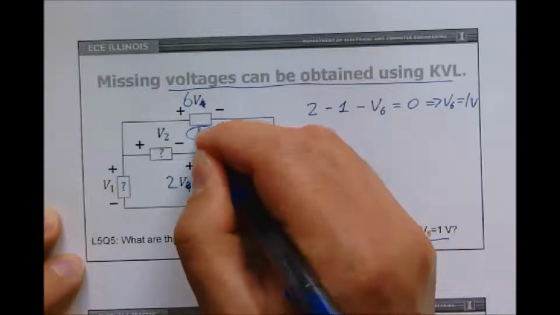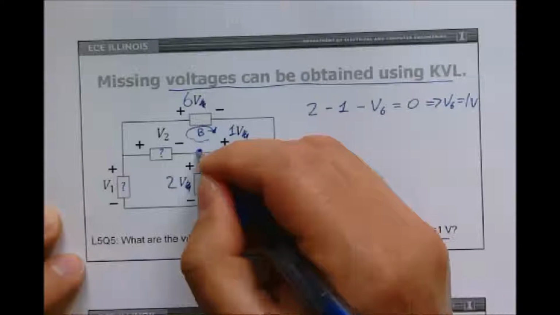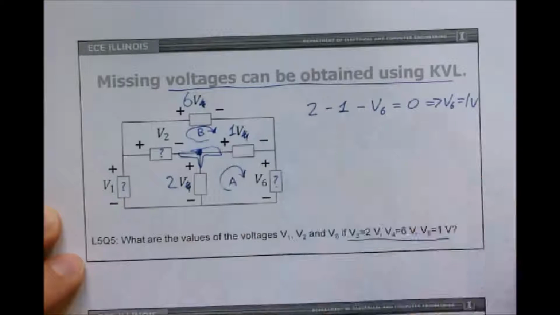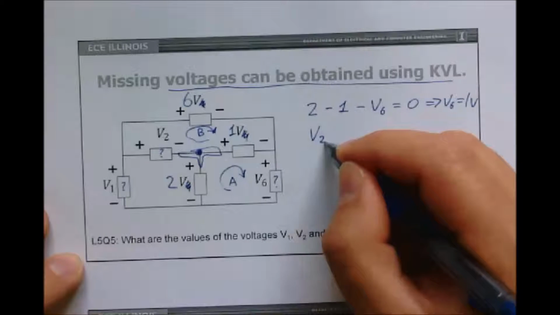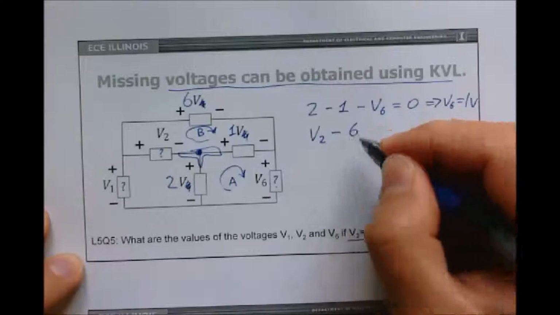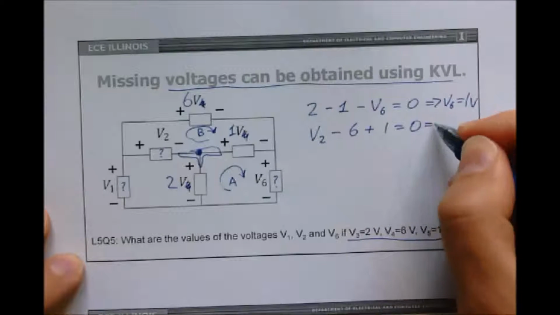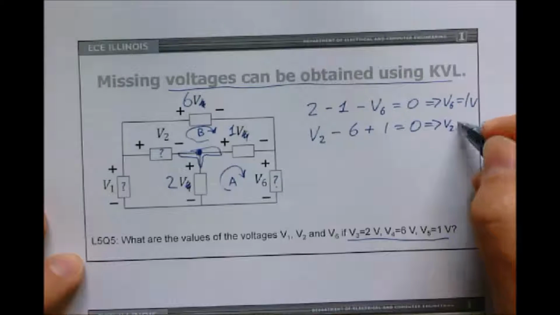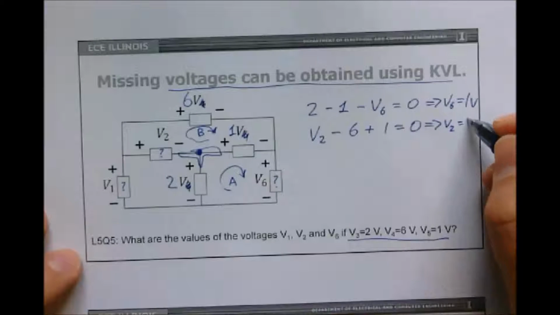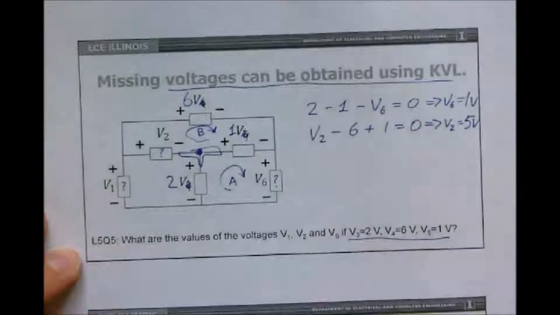Now let's find another loop with just one unknown in it. Here only V2 is unknown. If we start at the center blob node and go up by V2, because we encounter minus first, so we know we're going up by V2, minus 6 plus 1 equals 0. You have to be careful the way you say go up or go down by a voltage, and that depends on how you labeled it with minus and plus. So V2 is just 5 volts, because V2 minus 6 plus 1 equals 0.